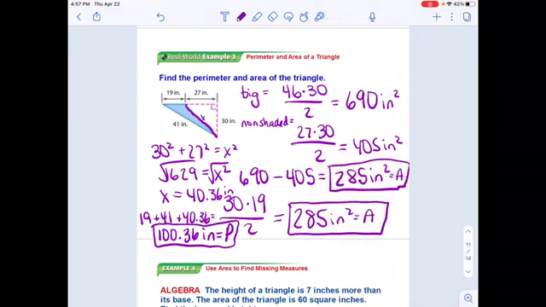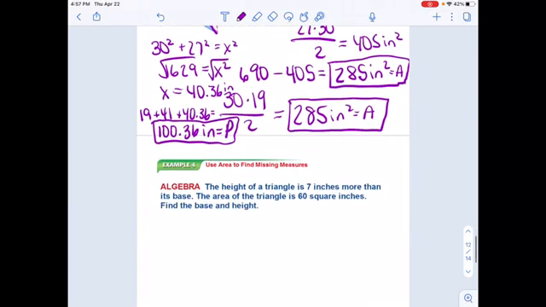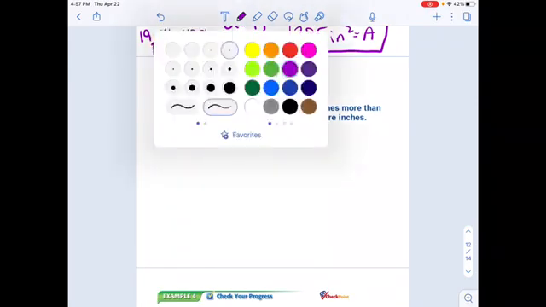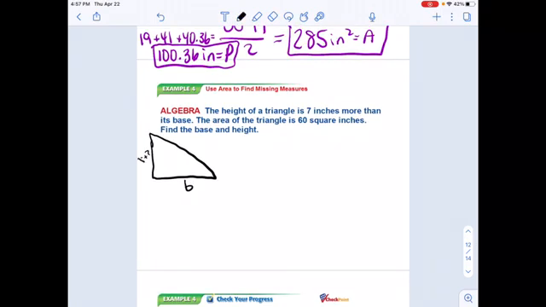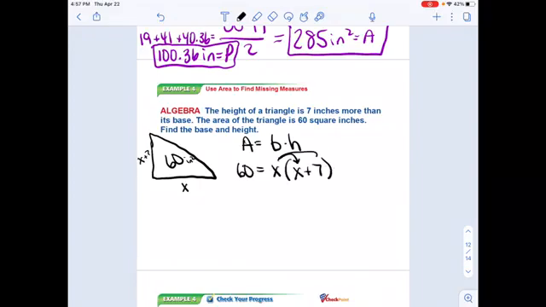All right, we have 2 more problems. These next 2 you are going to have to draw a picture for. So it says the height of a triangle is 7 inches more than its base. Actually, no, I'm going to use x's. So the base is x, the height is x plus 7. Find the base and the height if the area is 60 square inches. So area is equal to base times height. So I'm going to replace area with 60, base with x, height with x plus 7.